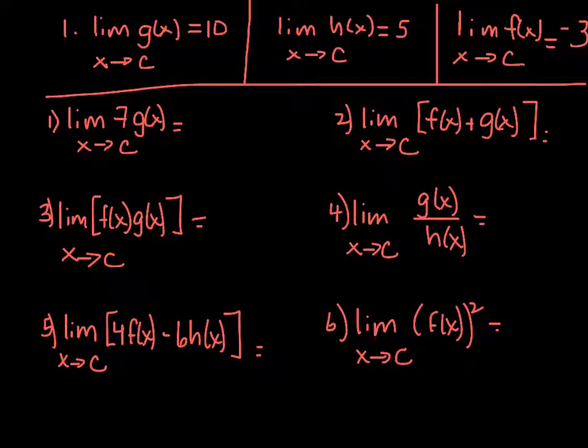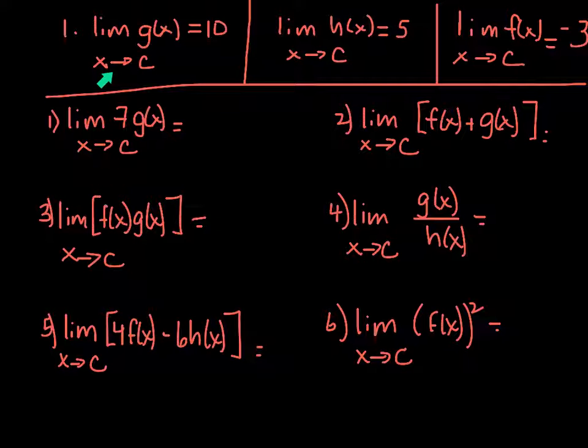So I'm going to look at Roman numeral 1 here. If you look at Roman numeral 1, you're going to see that they give you three things. They told you the limit of g of x as x approaches c is 10. H of x, also as x approaches c, is 5. And f of x, also as x approaches c, is negative 3. When they give you these kinds of conditions, they're always going to be approaching the same number. Otherwise, this isn't going to work.